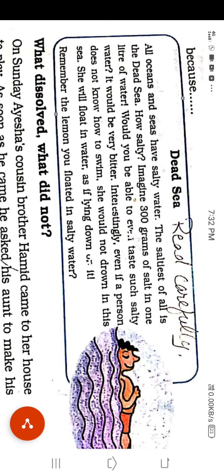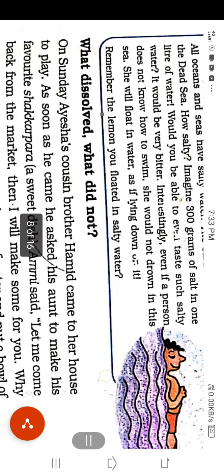Remember the lemon you floated in salty water, as we made an experiment. We had made an experiment when we put some salt in the water, and after that when we put the lemon on the water, the lemon was floating on the water.